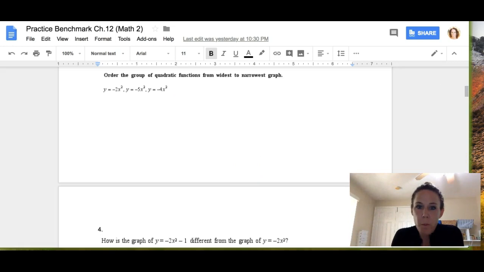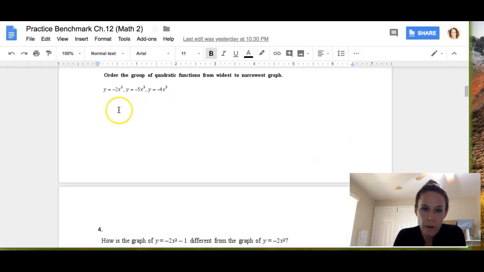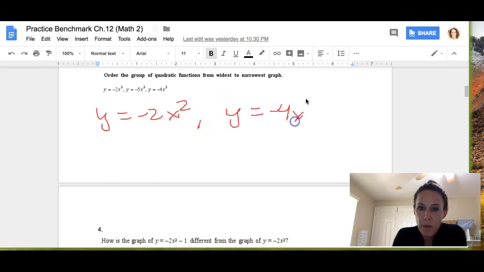So we want from widest to narrowest. And then going back here, we knew the red was our widest, so the negative 2x squared. So we're going to go, all right, from widest to narrowest, it would look like this. Y equals negative 2x squared. Then y equals negative 4x squared. And the narrowest will be y equals negative 5x squared. And you're done.